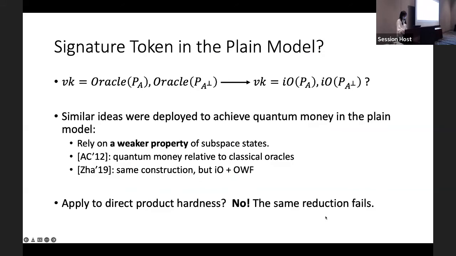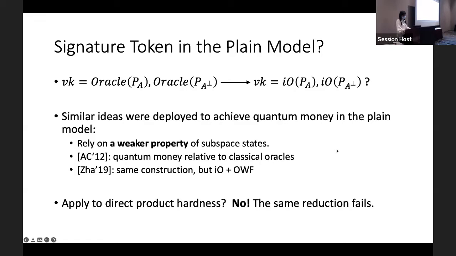Okay, but as we mentioned, this scheme, which was first put forward by Ben-David and Sattath, has the drawback that the security is proved only relative to oracles, which are just the verification keys used here. And our first goal is to achieve this construction in the plain model, to replace these oracles with I/O.